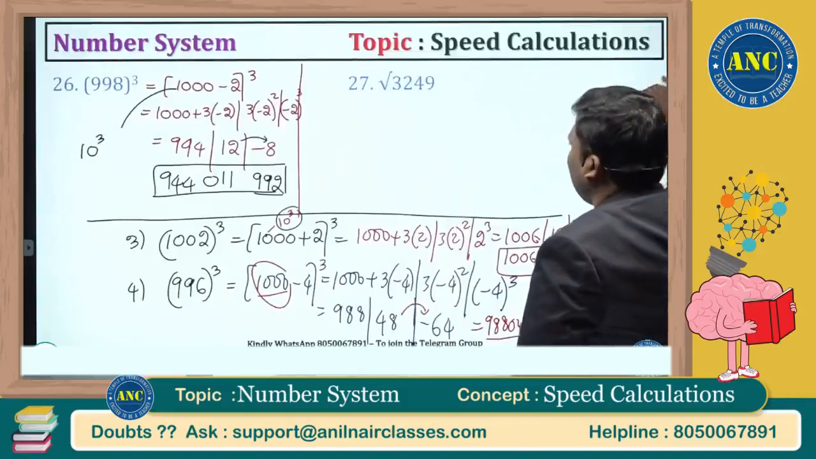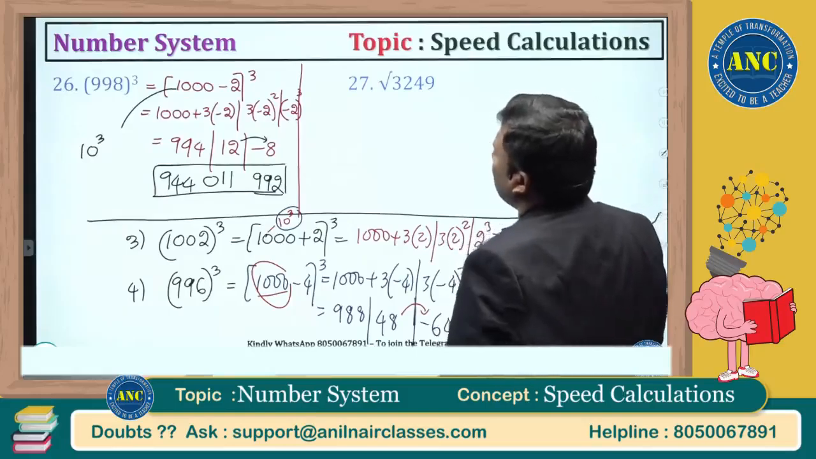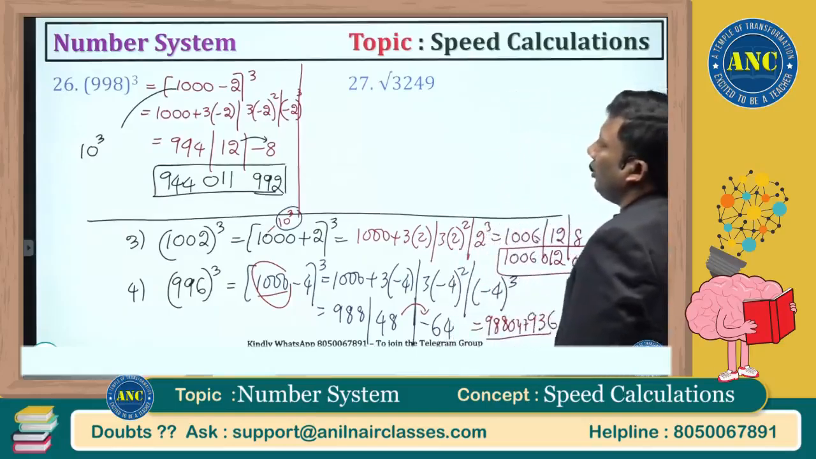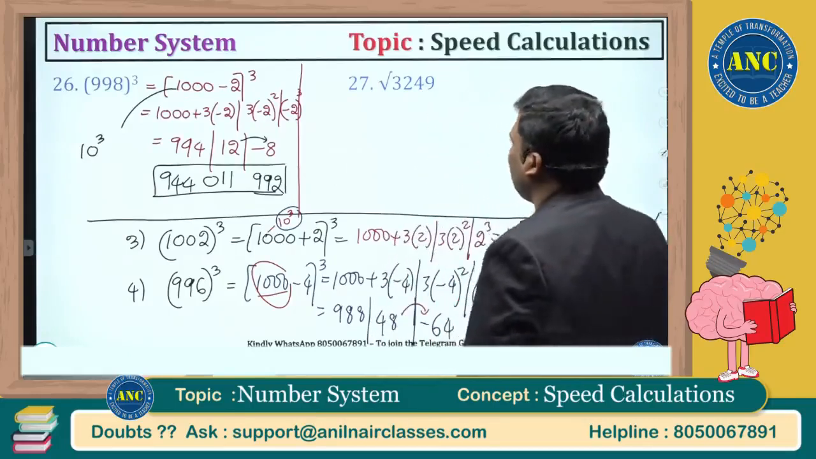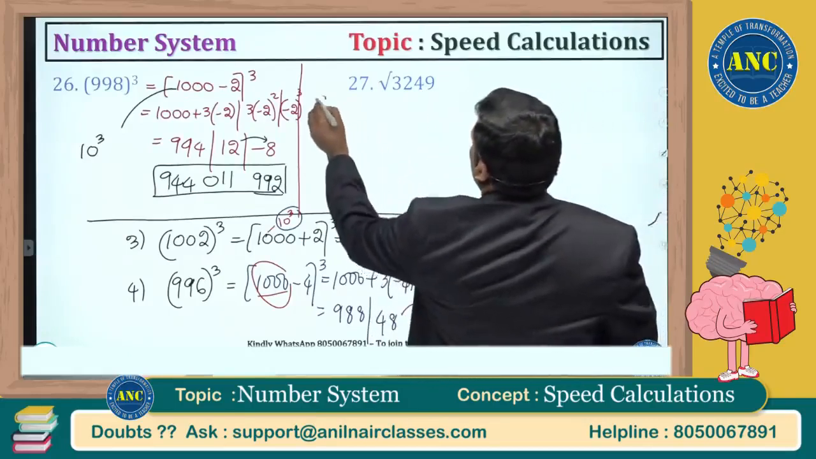2 problems we did. Now the question is how to find the square root of 3249. Square root of 3249. Now see here, we are doing a concept.